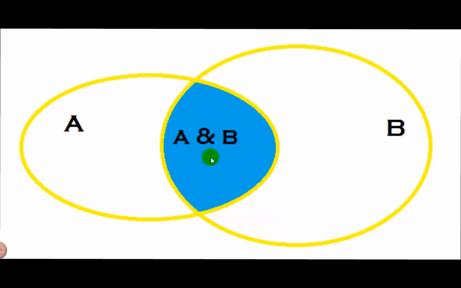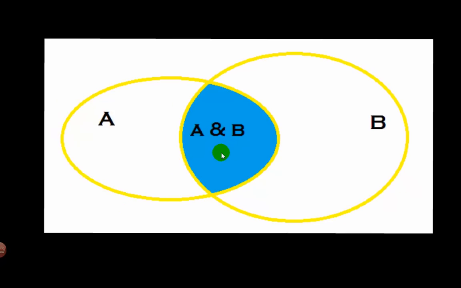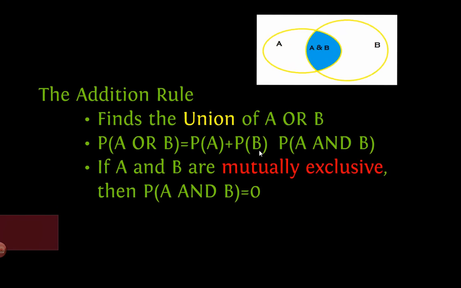However, this blue space gets counted twice, so we have to remove it. We don't want to count it twice, we want to count it one time. So that's why we have to add this plus this minus this piece. And that's what's missing there. So this should be minus probability of A and B.